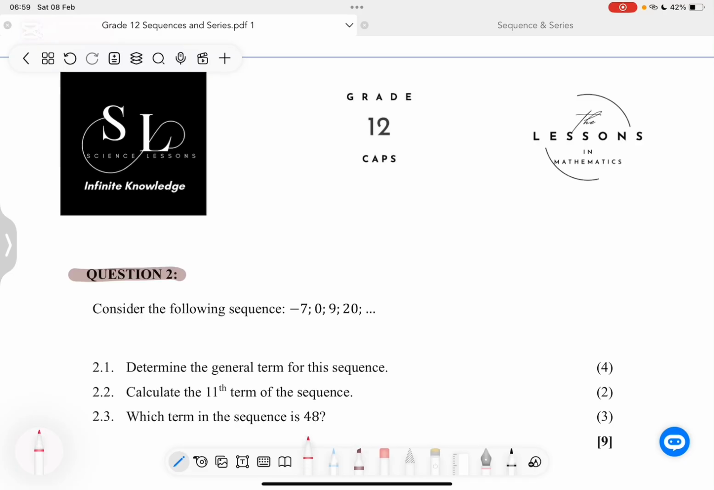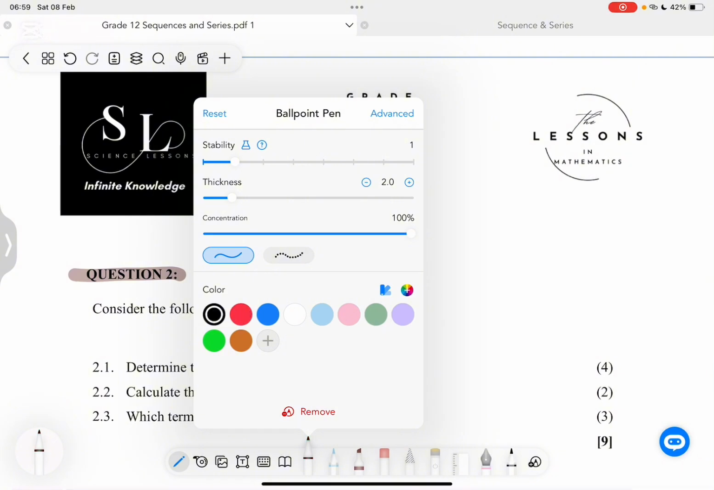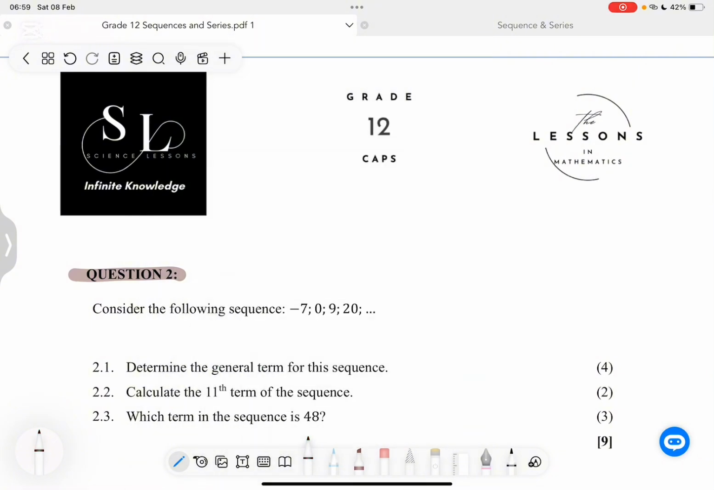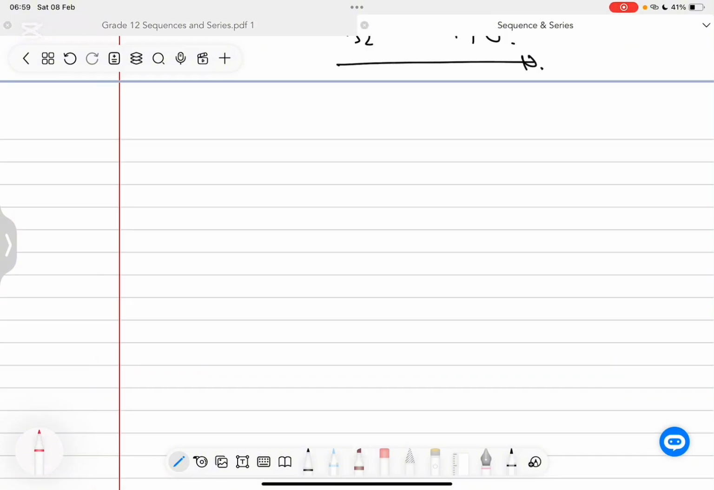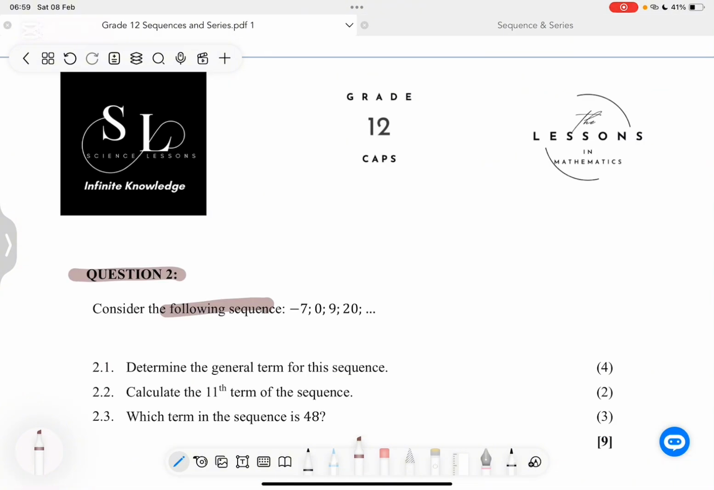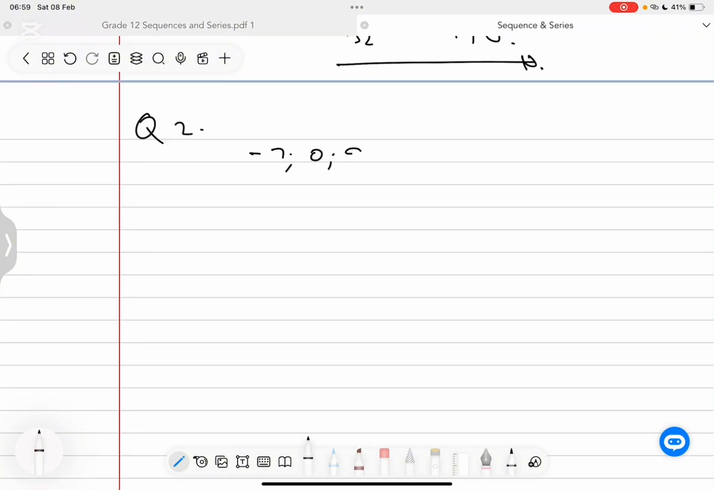Question 2 says to us that we consider the following sequence. Now things get interesting, because here they just say consider the following sequence, and we are not told what sequence this is. The sequence is actually minus 7, 0, 9, 20, and the sequence goes on like that.